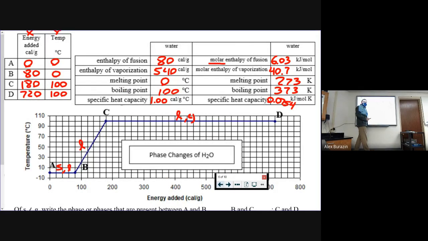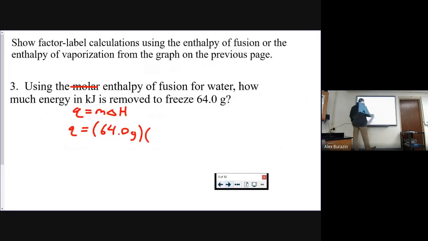And what was I given my quantity in? Grams. So let me use what makes sense. I want these labels to match. So I have 80 calories per gram. The grams will cancel, and I'm left with just calories. Is that what I wanted in the end? No, I want it in kilojoules, but I can convert that after the fact. So 64 times 80, how many calories are removed to freeze this?